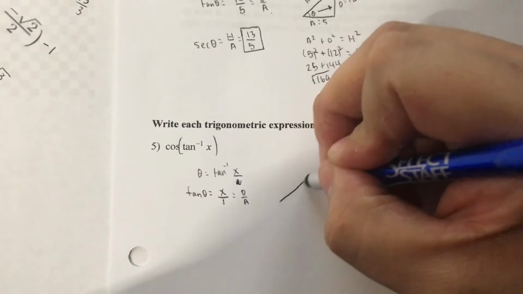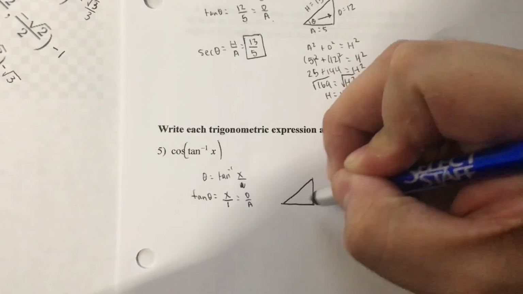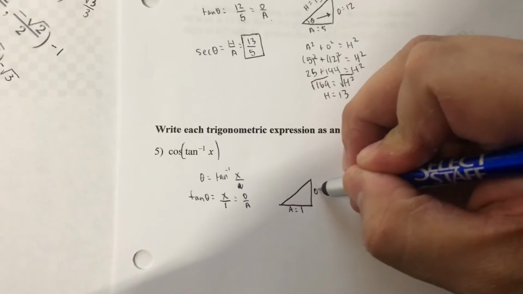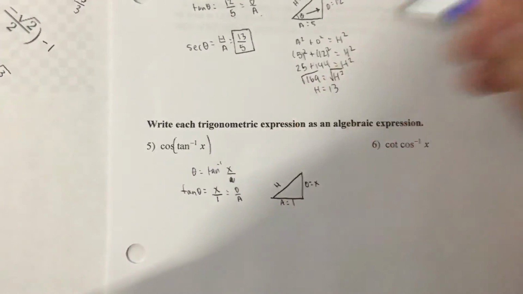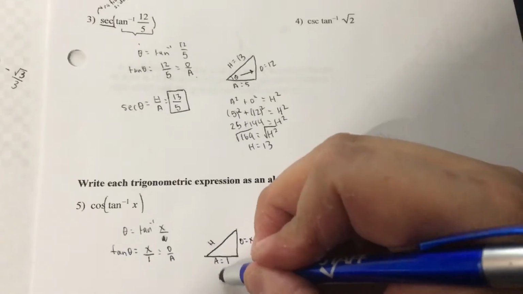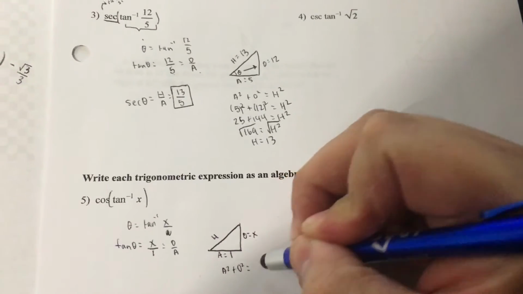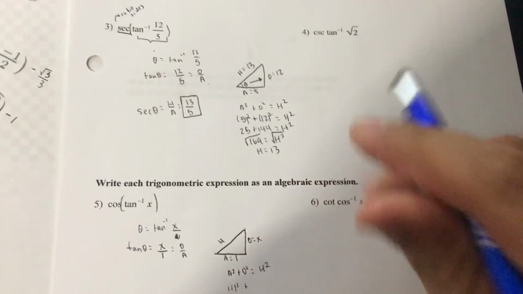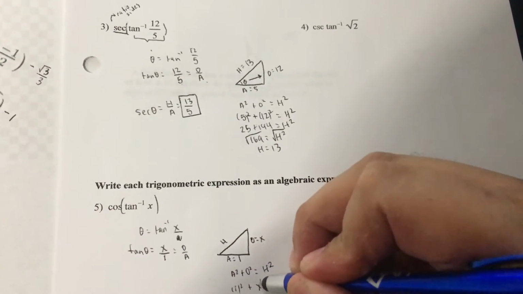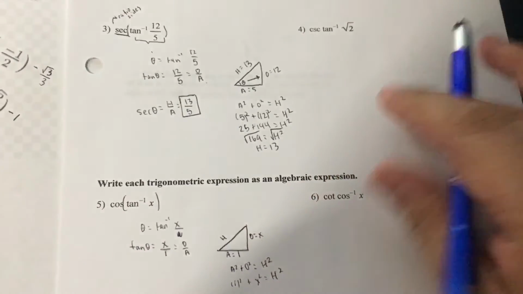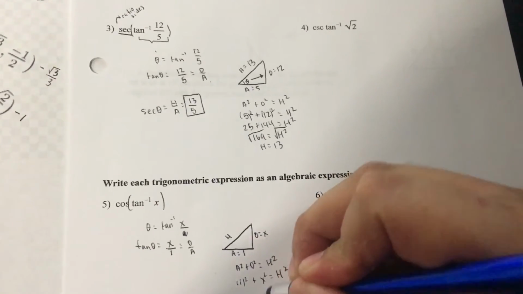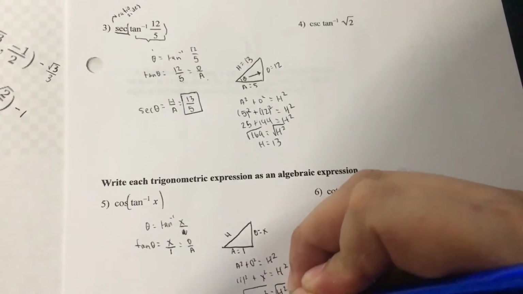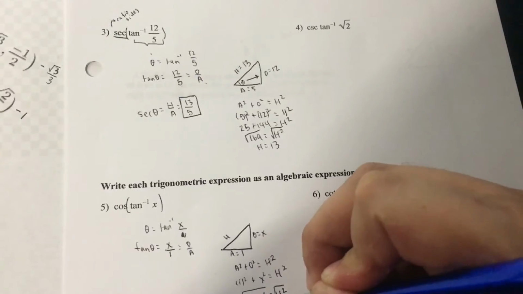And so, again, I'm going to draw a triangle here. My A is equal to 1. My O is equal to x. So, again, I want to solve for h here. So, I'm going to use the Pythagorean theorem. So, 1 squared plus x squared equals h squared. So 1 plus x squared equals h squared. Square root this thing. H is equal to the square root of 1 plus x squared.